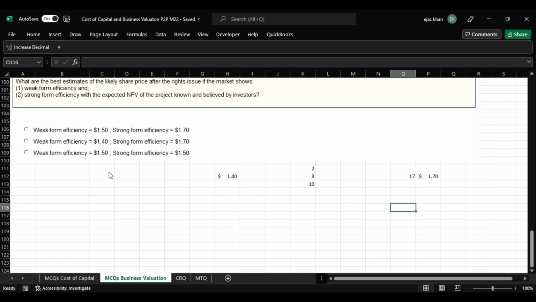Now Mahin has asked a question: what is meant by market paradox? First of all, you need to understand what is meant by paradox. A paradox is a statement that, when you read it, contradicts itself, but still it is true to believe in it. Such a statement is called a paradox.